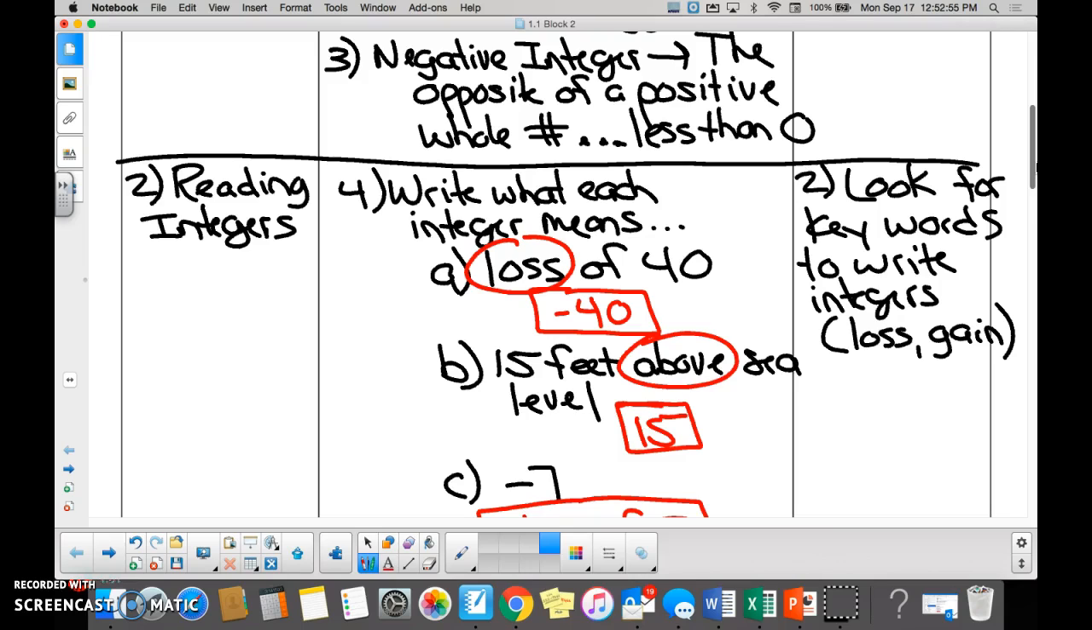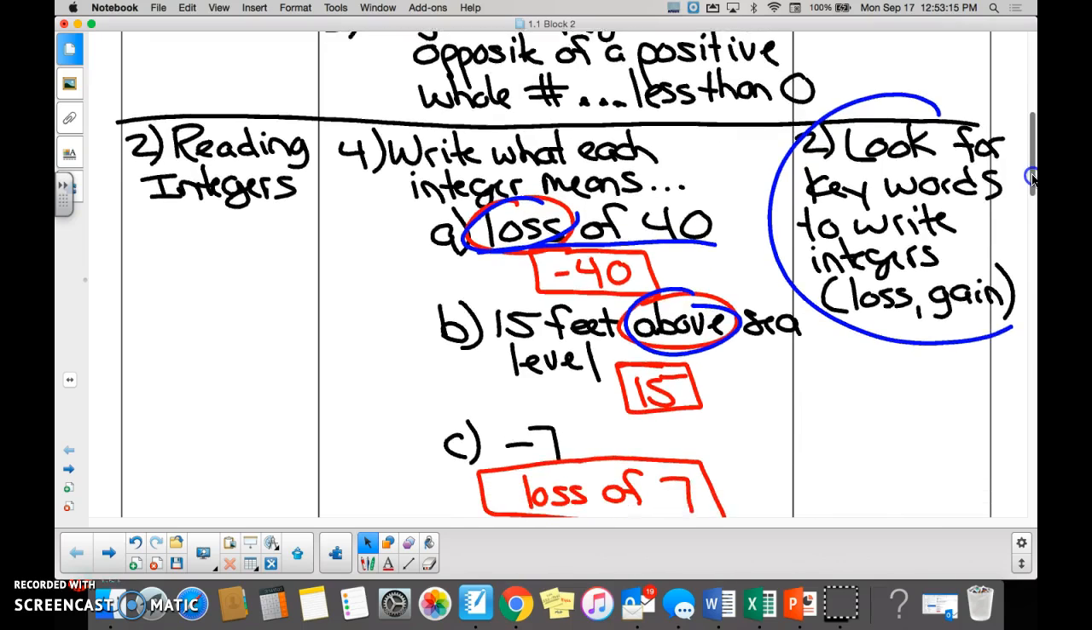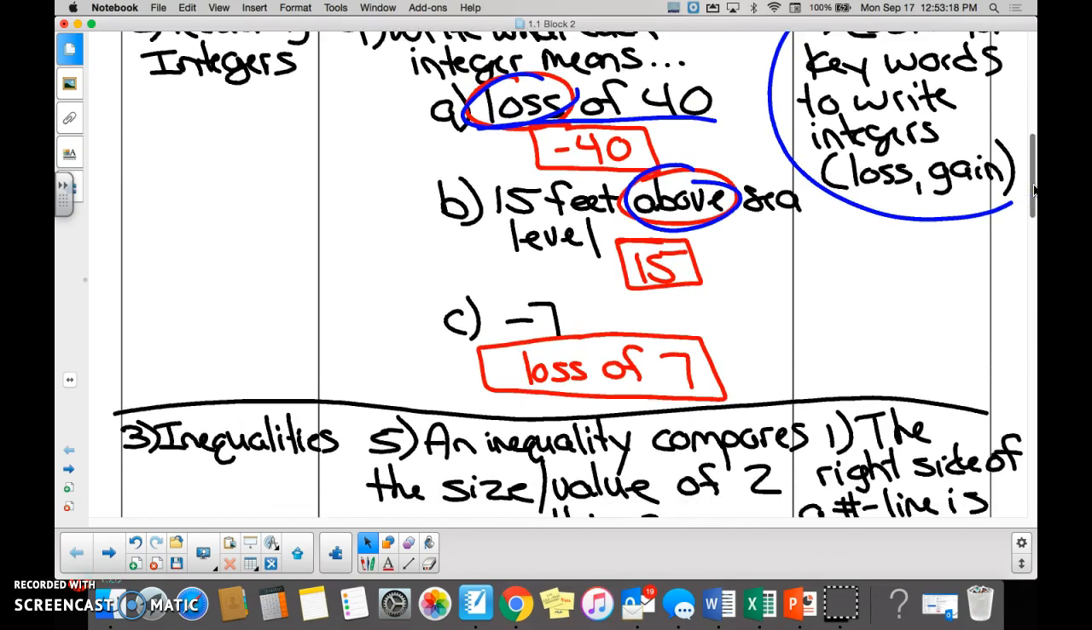We said in our cheat sheet that we need to look for keywords to write integers. So if I wanted to write the integer for loss of 40, do I need to know what this word means? Yes. If I'm talking about 15 feet above sea level, do I need to know what that word means? Yes. So above is kind of referring to what kind of integer? Positive or negative? Positive. And letter C here, we talked about -7, and we could have come up with lots of different things. You guys said loss of 7. You could have said 7 feet below sea level. You could have said 7 yards under the ground, or whatever it might be, right? But we're looking for those keywords.